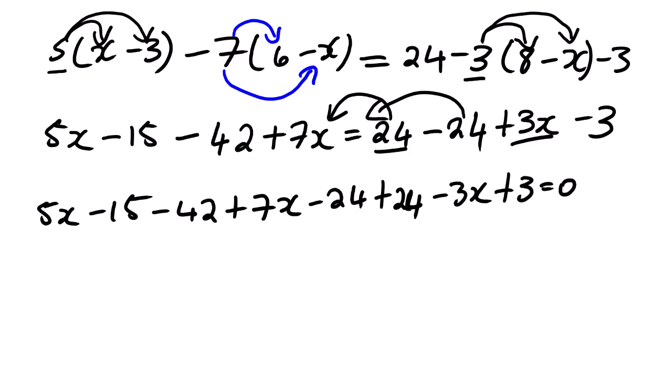From here we look at like terms. Let us look at all the terms which have the variable x. The first one is this one, the second one is this one, the third one is this one.